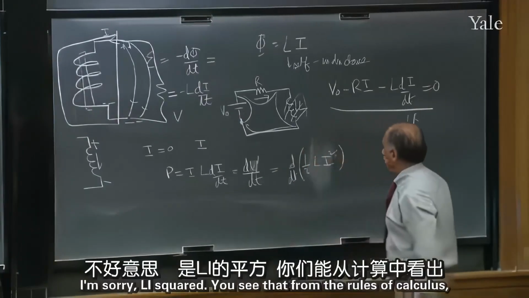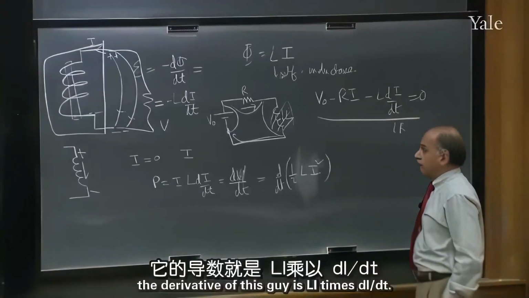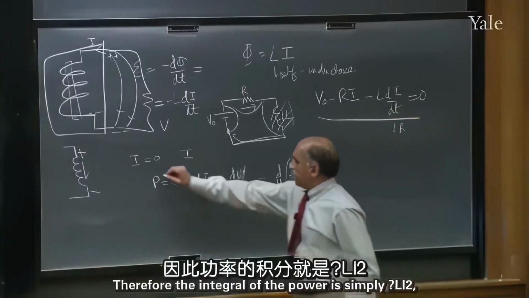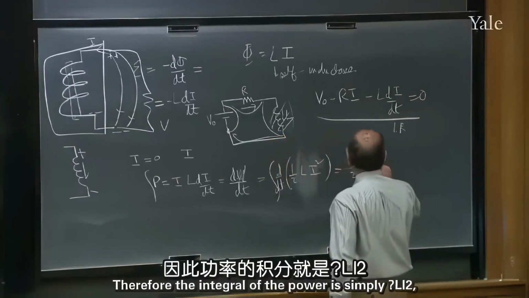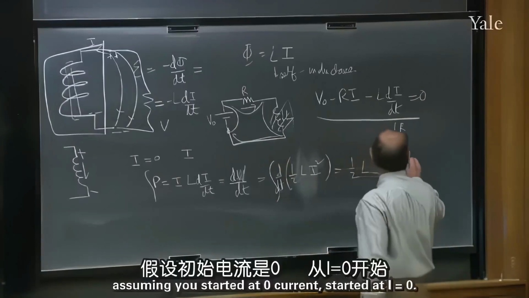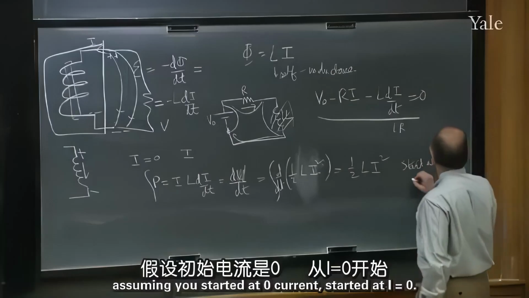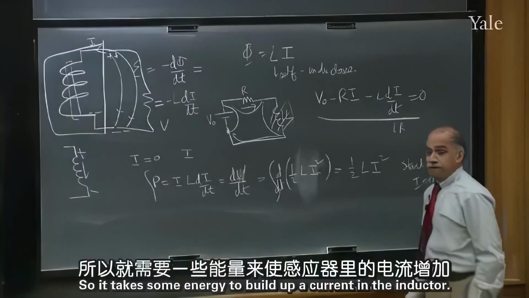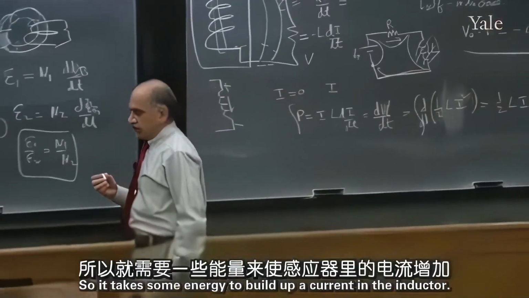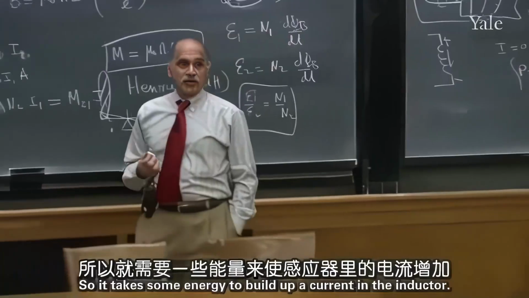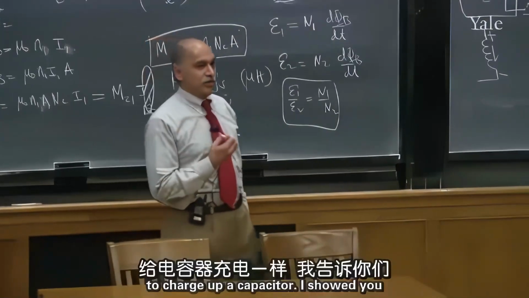You see that from the rules of calculus, the derivative of this guy is L i times di/dt. Therefore, the integral of the power is simply 1/2 L I squared, assuming you started at I equal to 0. So it takes some energy to build up a current in the inductor. That's the point. Just like it takes some energy to charge up a capacitor.